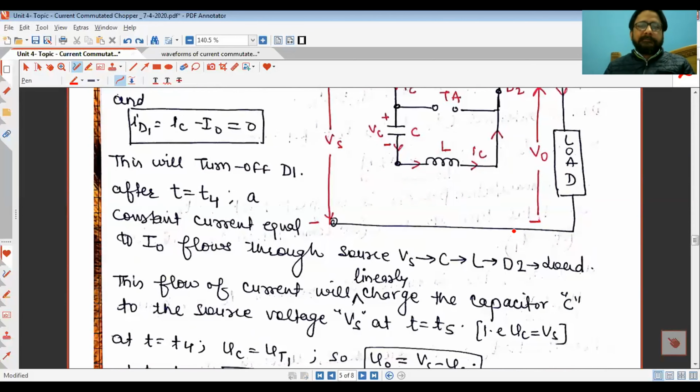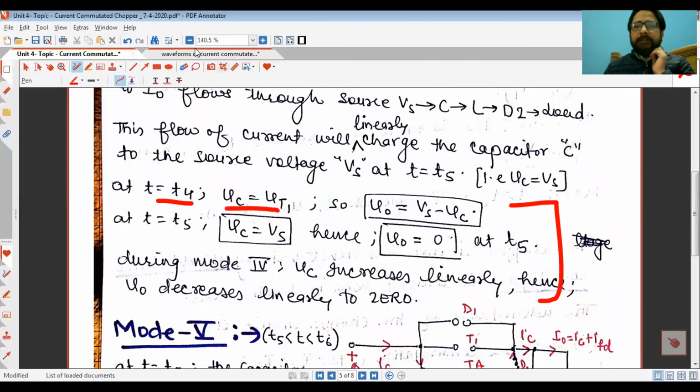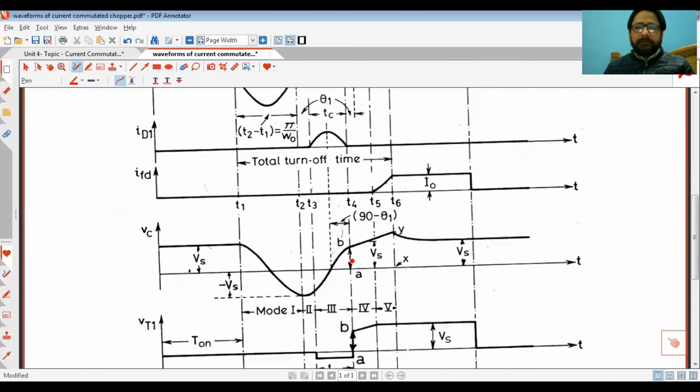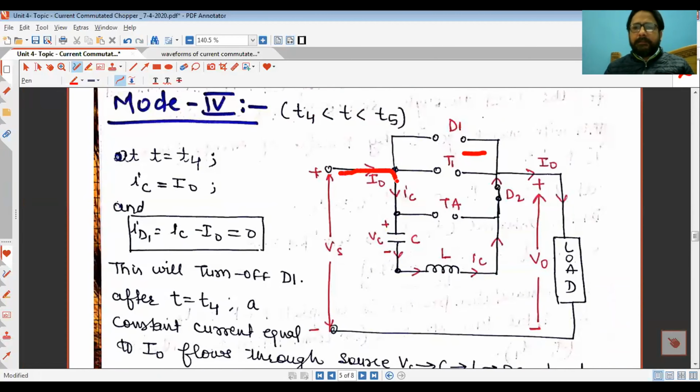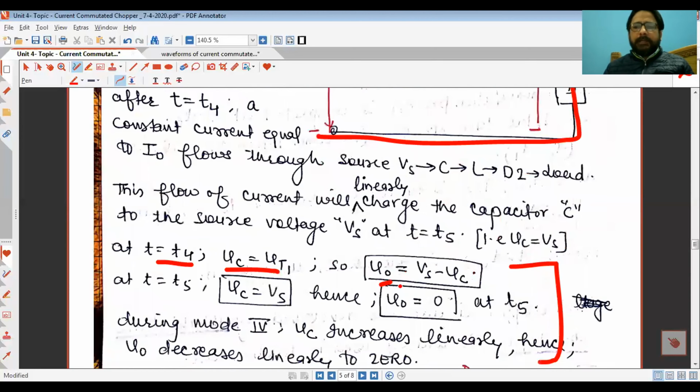Now the summary is mentioned here: at t equals t4, Vc is equal to VT1. This voltage VBA, which is equal to VT1, means the voltage of the capacitor is actually appearing across the main SCR, right? So if you apply KVL in this path, you will get V0 equal to Vs minus Vc.